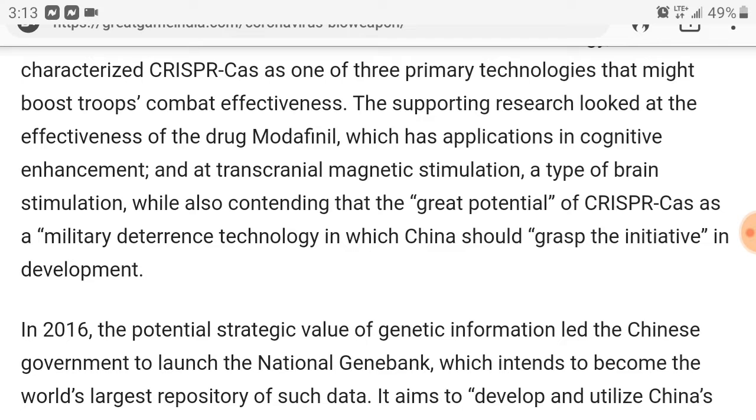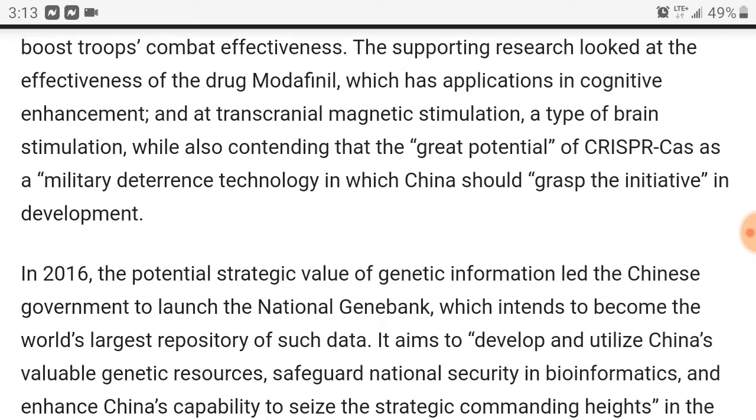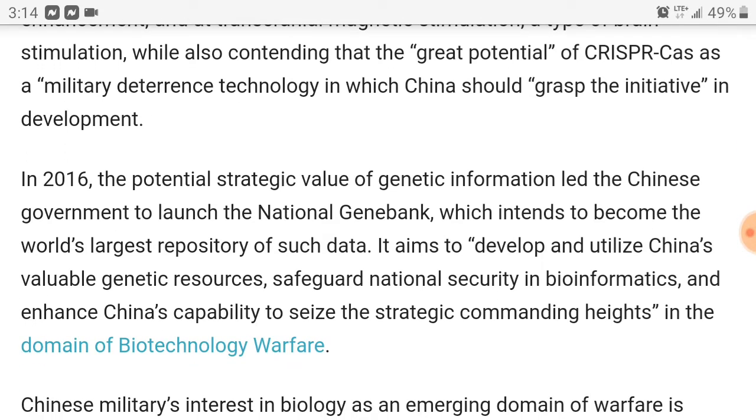Modafinil. I don't even know how to say that. Sorry, guys. It's right there. Which has applications in cognitive enhancement and transcranial stimulation, a type of brain stimulation. So we're talking about basically putting them in a brain stimulation, which also contends great potential. It also talks about it as a military deterrence technology in which China should grasp the intent of.